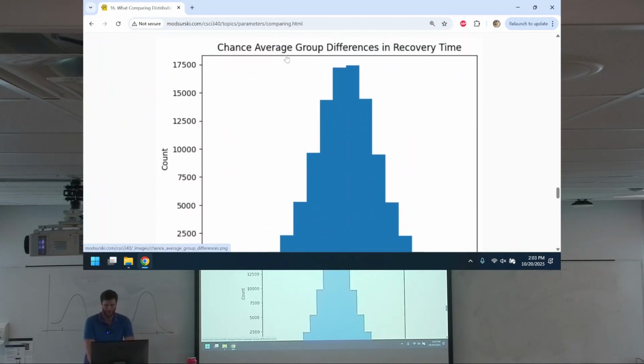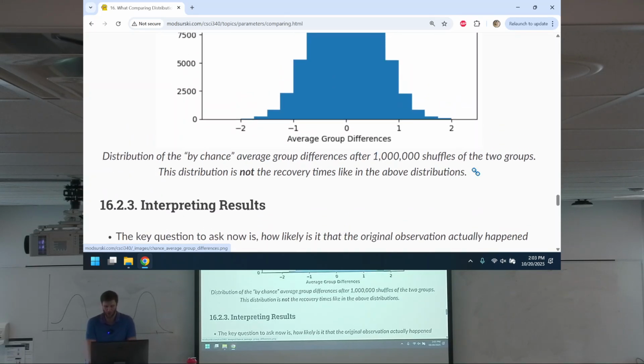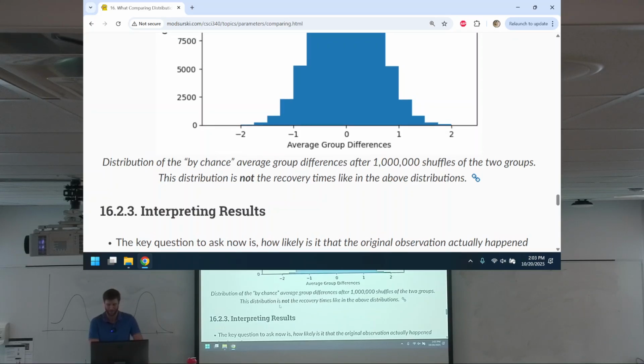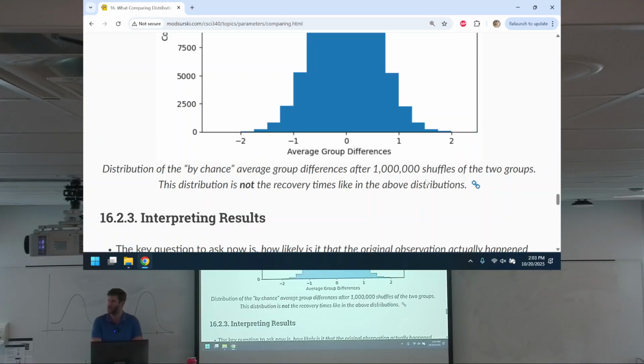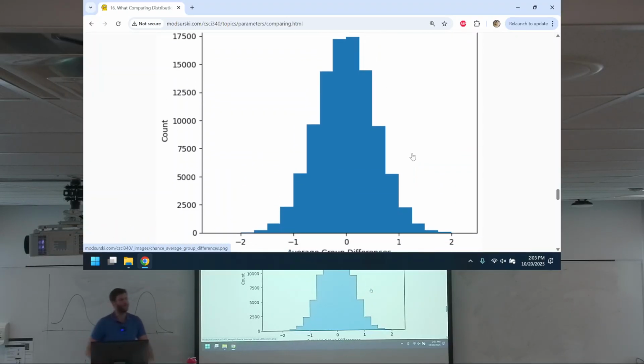So there we go. What does this table mean? Distribution of, by chance, average group differences after 1,000 shuffles of two groups. This is the by chance difference in recovery times. Okay? Yeah. This is where I'm a little concerned, because the amount of vigor of the nodding went way down.